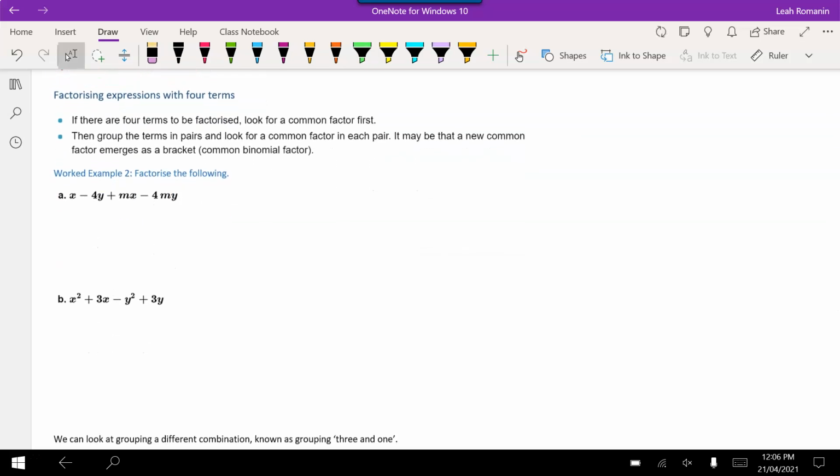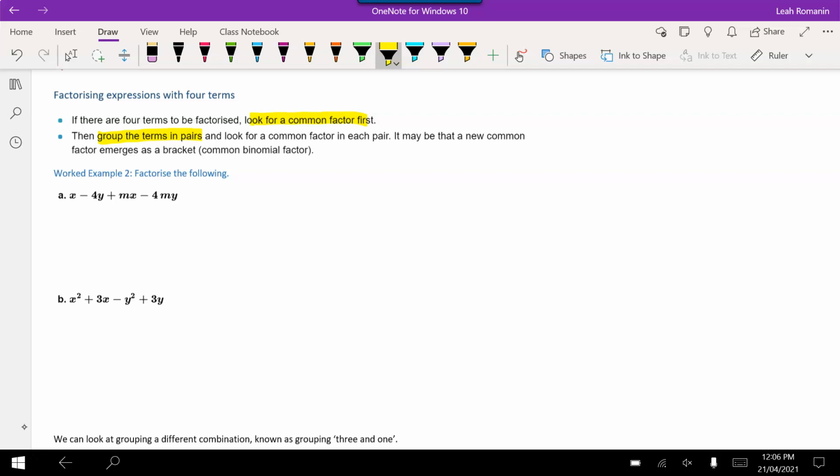Okay, now on to factorizing 4 terms. So if there are 4 terms to be factorized, look for a common factor first. So if there's one common factor that you can take out of all the numbers, do that first. Then you're going to group the terms in pairs. So the first 2 and the last 2, or you may need to rearrange.